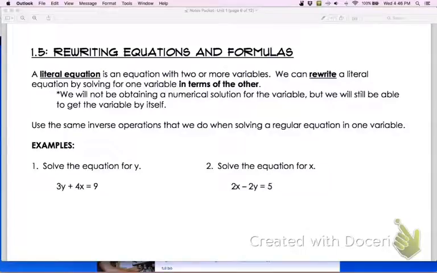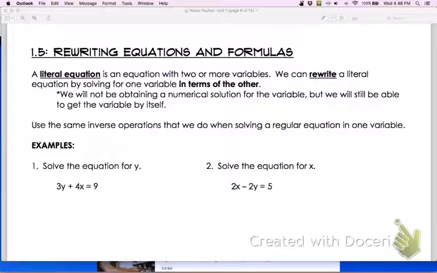Okay, in today's lesson, we are starting section 1.5, which is about rewriting equations and formulas. This one is going to feel a little bit weird sometimes because even though we are solving an equation for a specific variable, we're not necessarily going to get a numeric value that the variable is equal to. Like we might not get x equals 2. We might find out that x is equal to 2y minus 5. And all we're doing is we're going to rearrange things so that one variable is by itself.